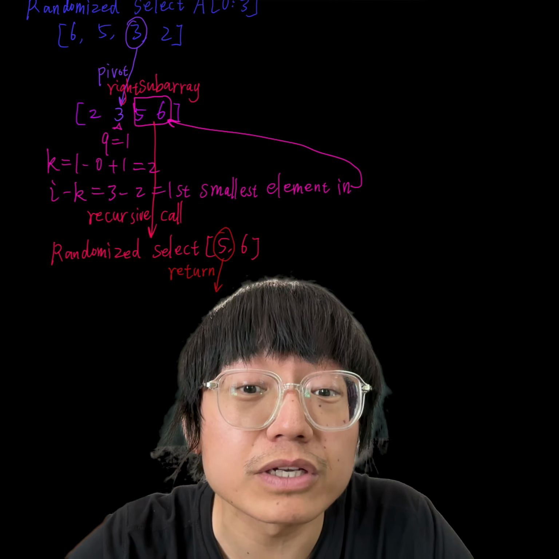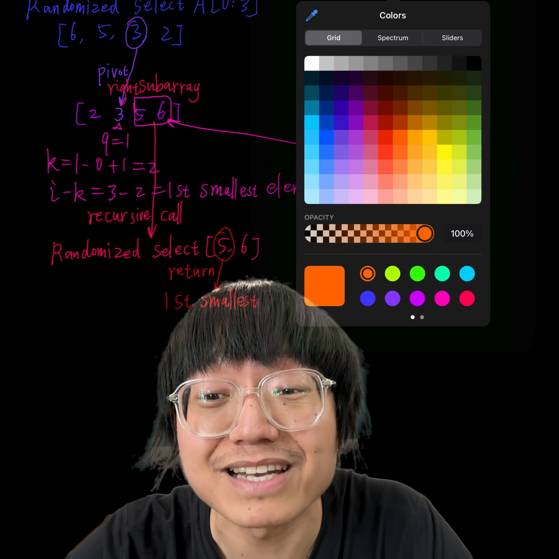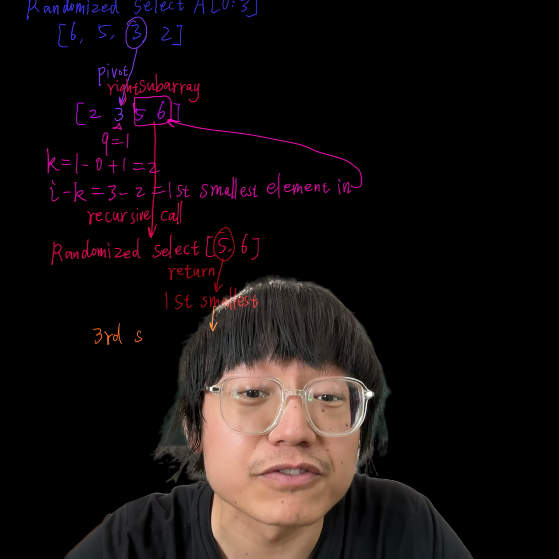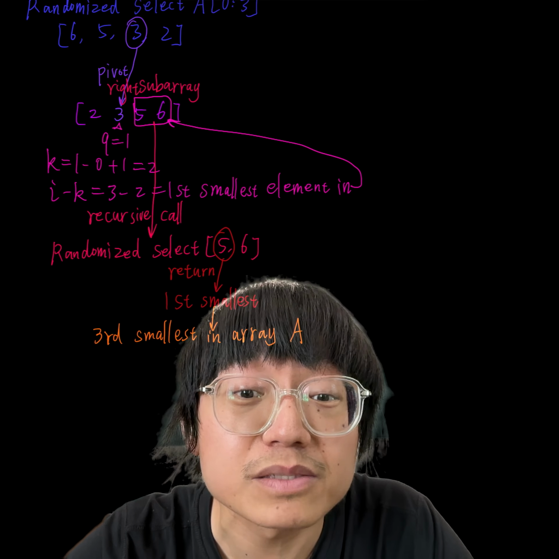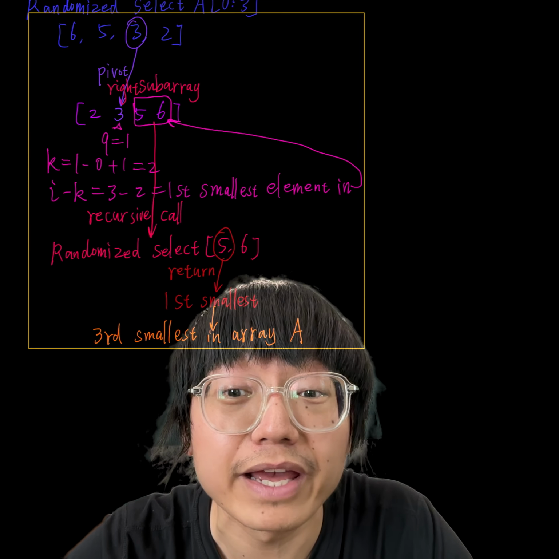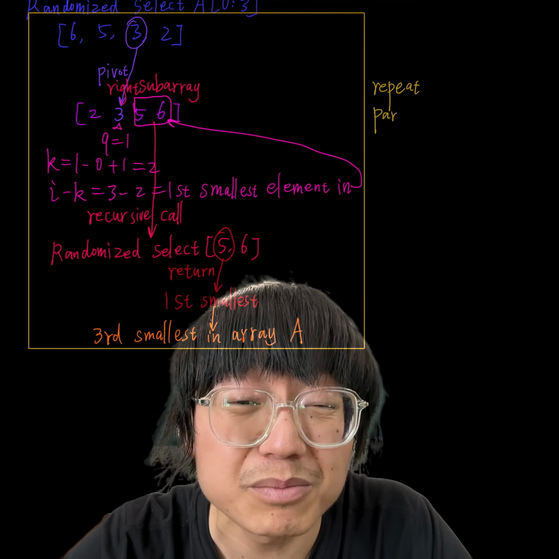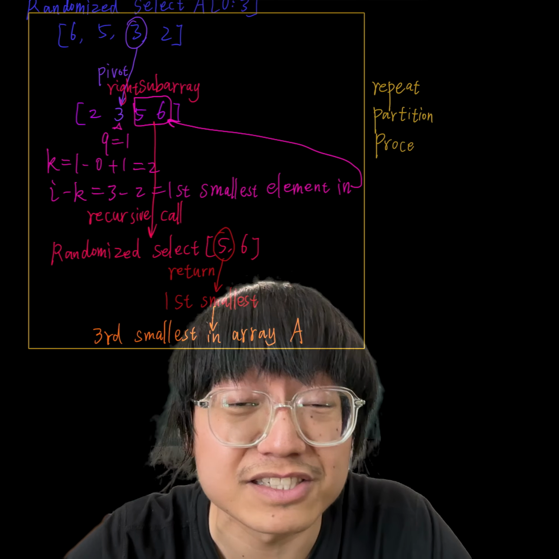So a final recursive call to randomized select on 5 and 6 for the first smallest element will return 5. So the third smallest element in the original array A is 5, which is determined through the recursive partition and selection.